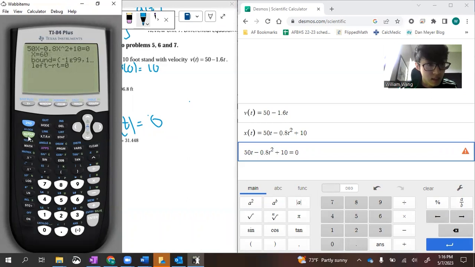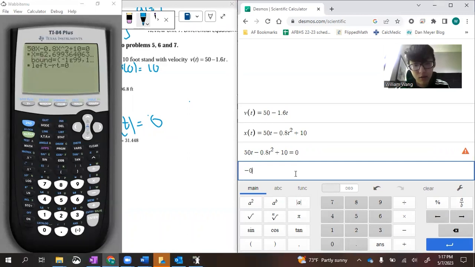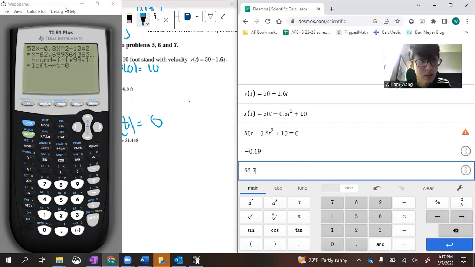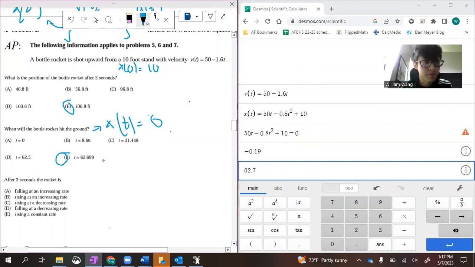Let's guess 60 instead. So, okay, at 62 seconds, it also hits the ground. So this function hits 0 at multiple times. Apparently at negative 0.019. So I had to put in a larger guess to get my correct answer, which was 62.7 seconds. It also hits 0. So you can see here, that's my answer choice E.